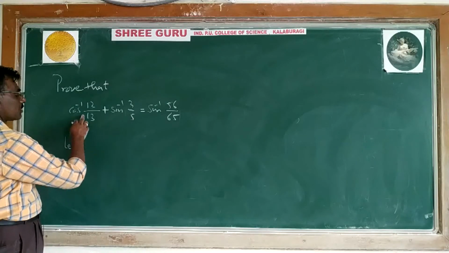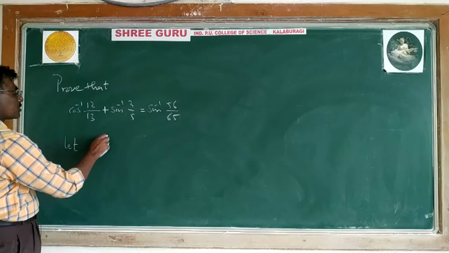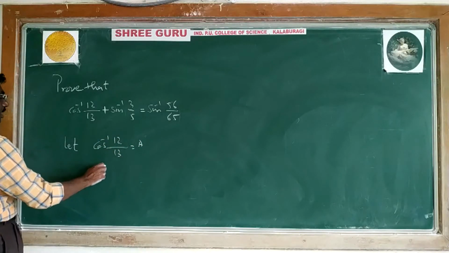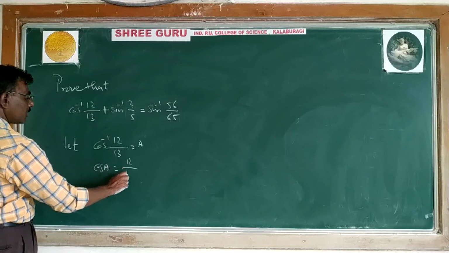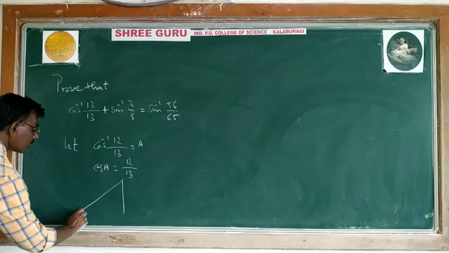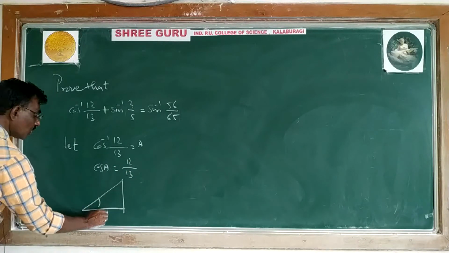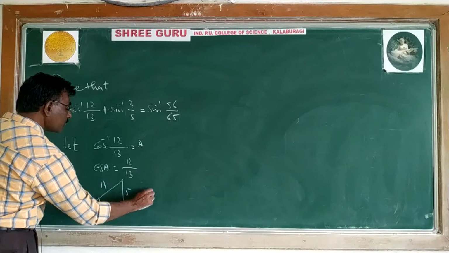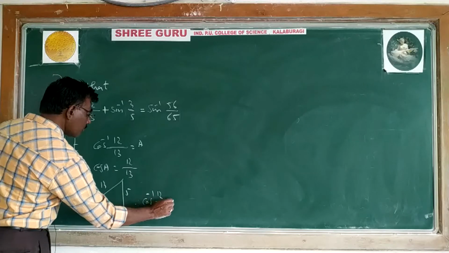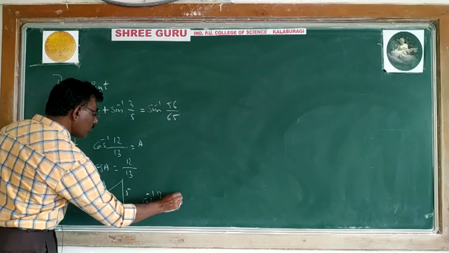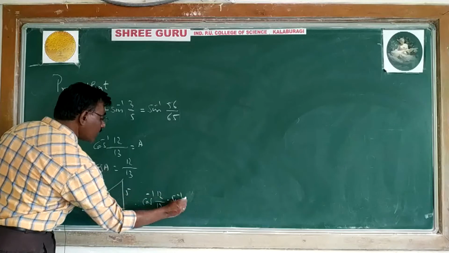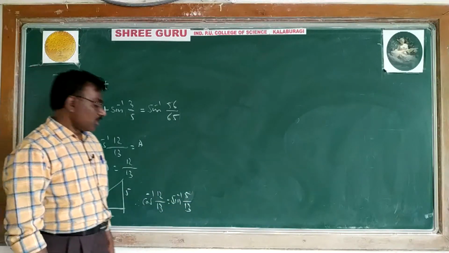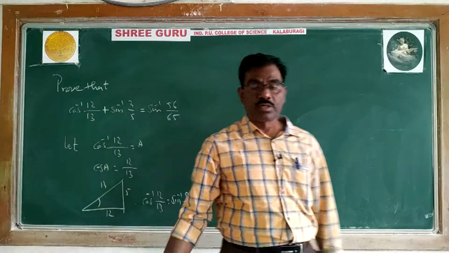Now here sin inverse, let cos inverse of 12 by 13 equal to A. Cos A equal to 12 by 13. Okay. So what is the another figure? 12, 13 and what? 5. Therefore, cos inverse of 12 by 13 equal to sin inverse of 5 by 13. Cos inverse of 12 by 13 equal to sin inverse of 5 by 13.